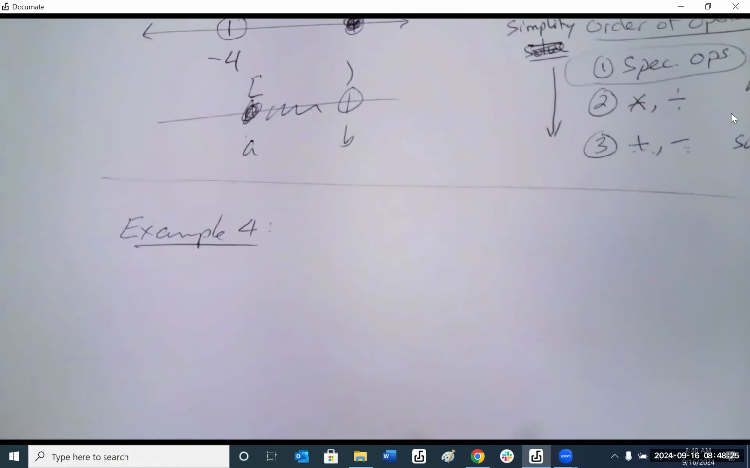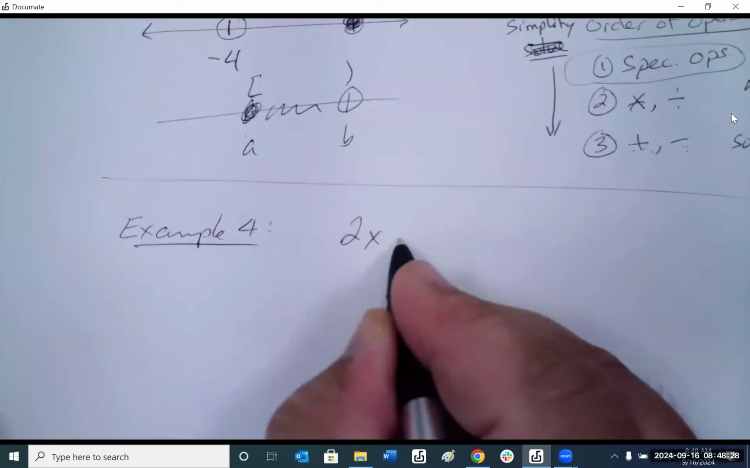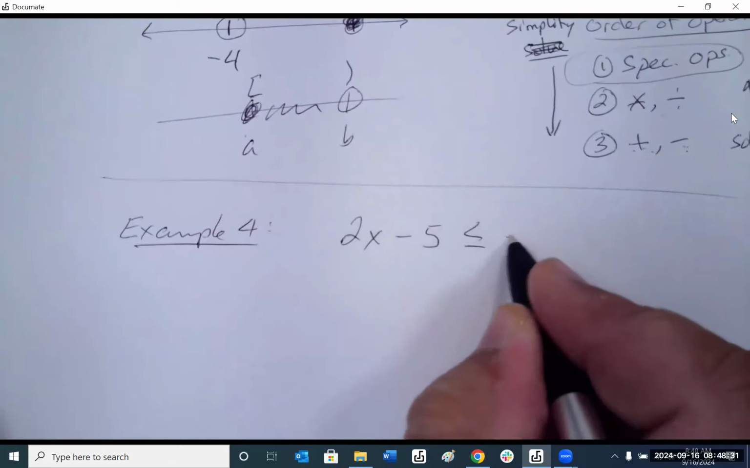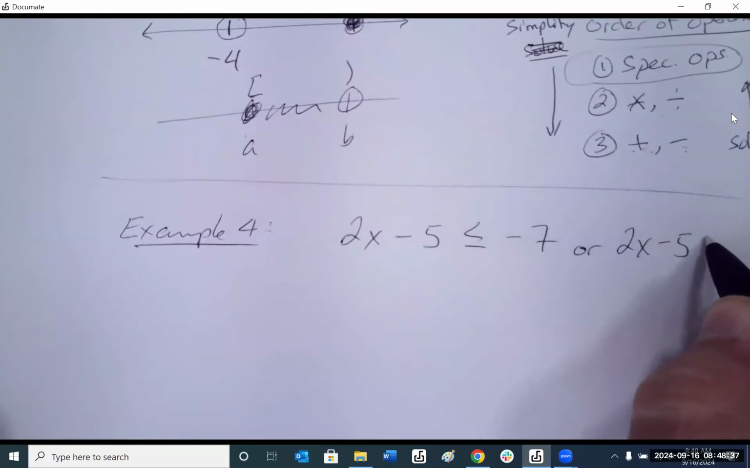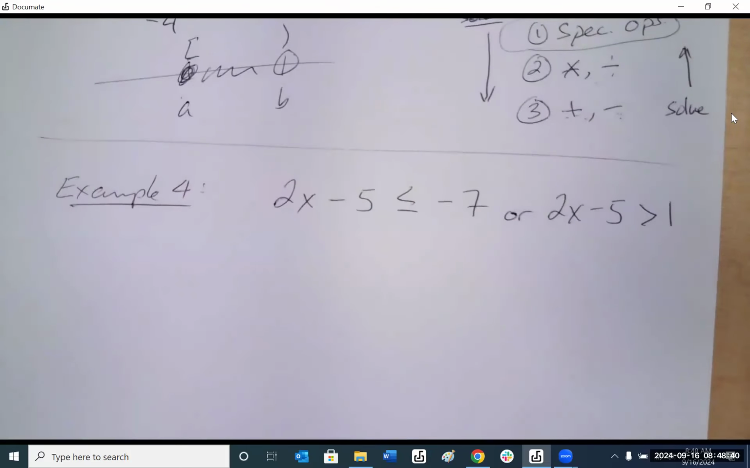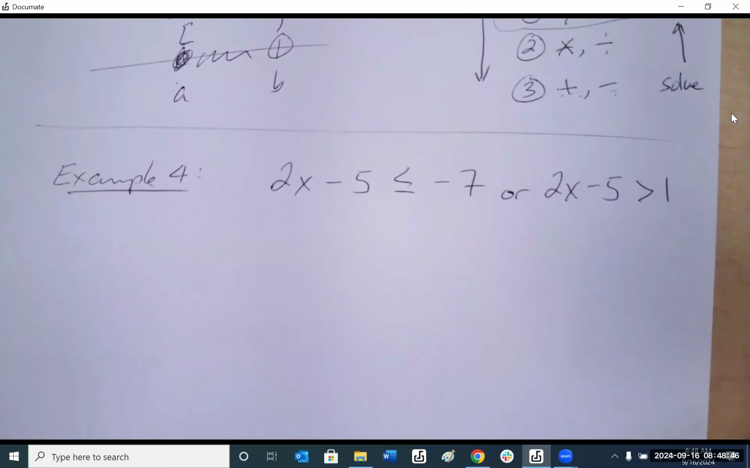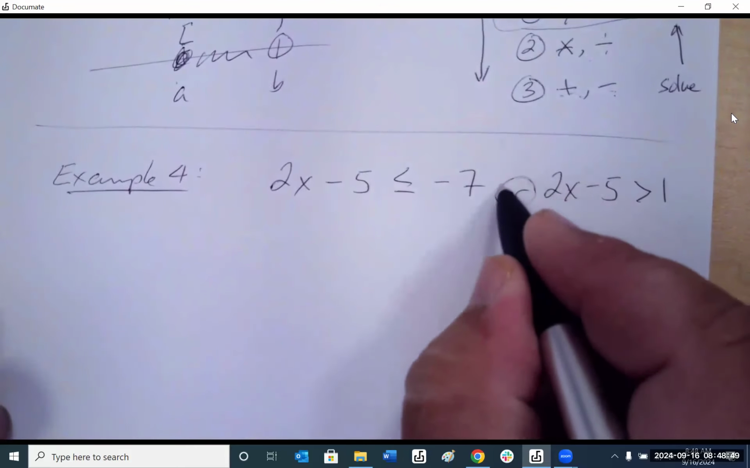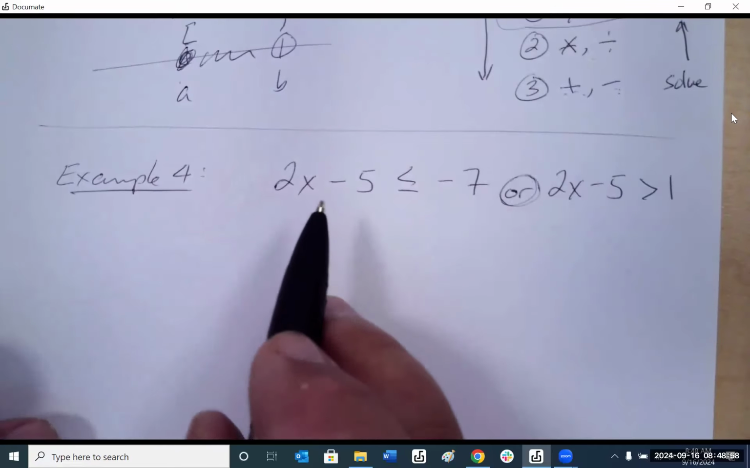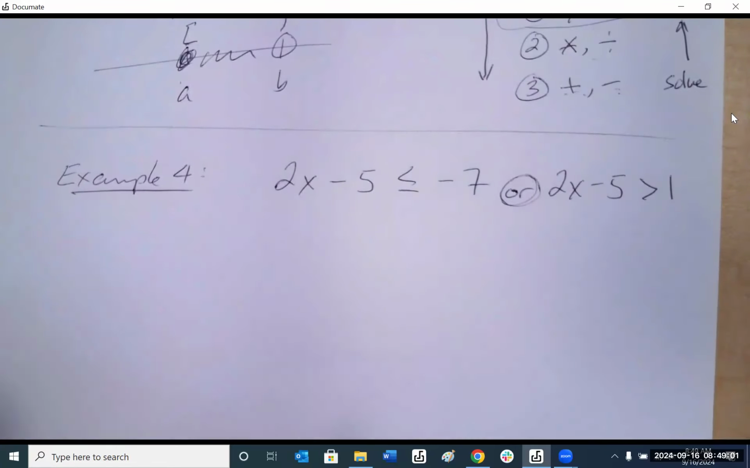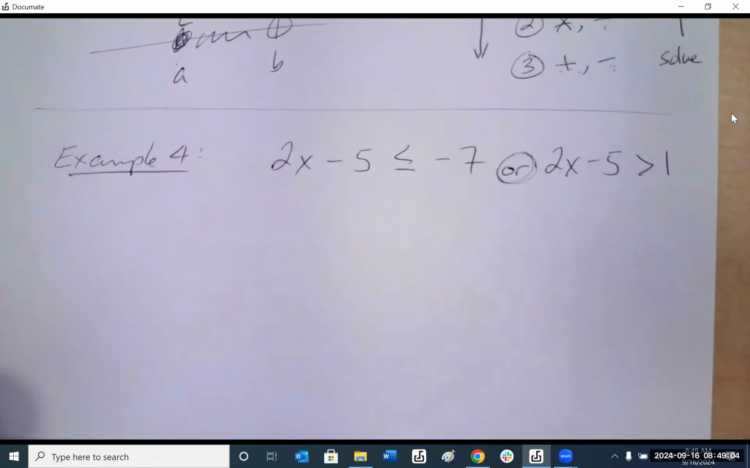Example 4. Solve this equation. 2x minus 5 is less than or equal to -7, or 2x minus 5 is greater than 1. It's got a word or in between there. If it has that, then we have to solve this thing, graph it, and see what part of the graph is shaded. So let's solve both of these separately.